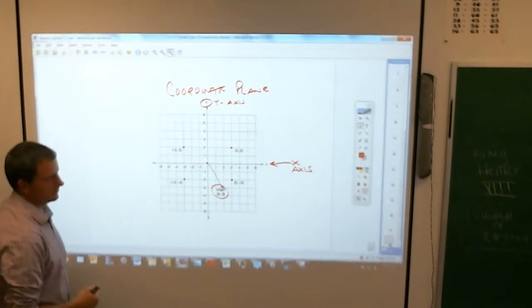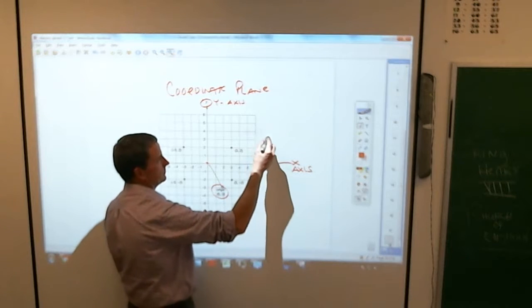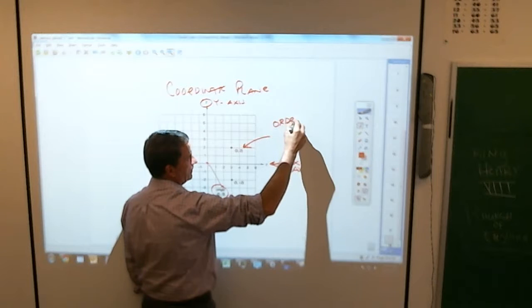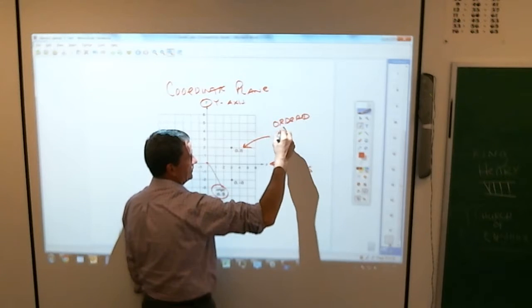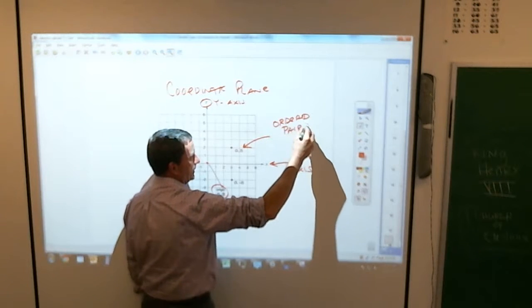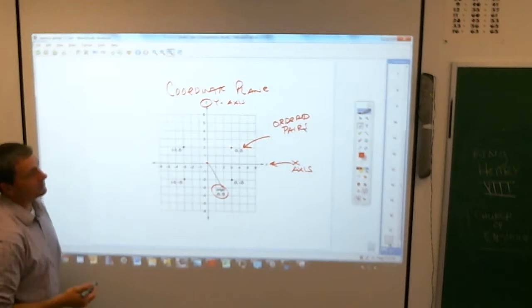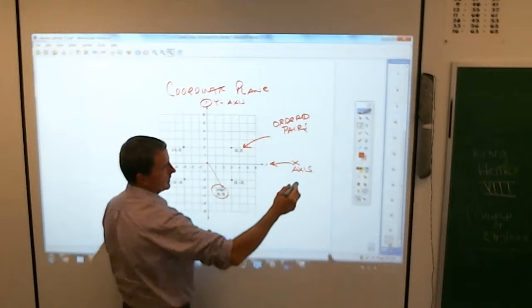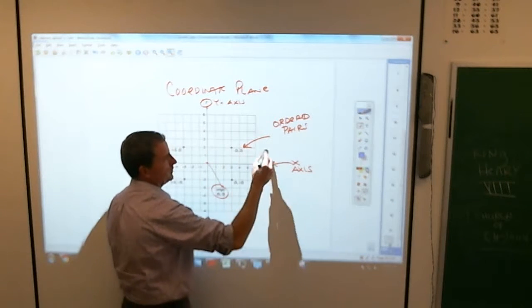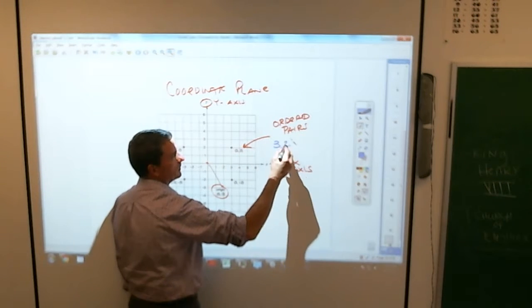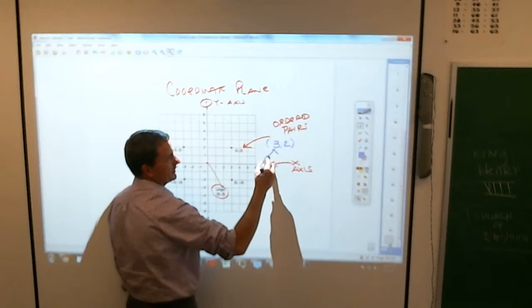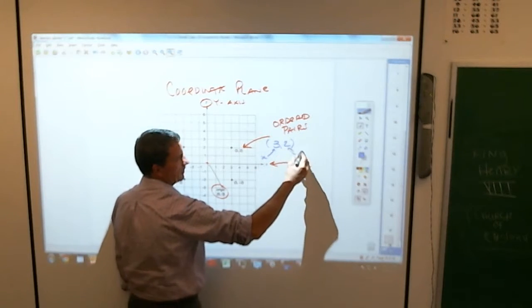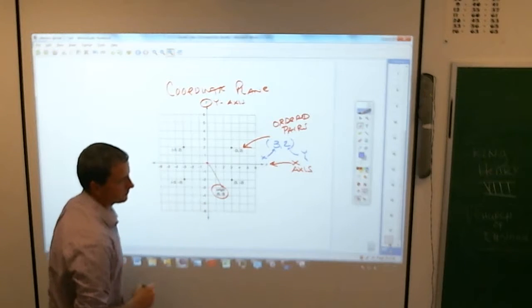And then these numbers here, those are called ordered pairs. And they're called ordered pairs because the order of them matters. And where most people go wrong is they just mix them up. If you have 3, 2, the 3 is the x number and the 2 is the y number.